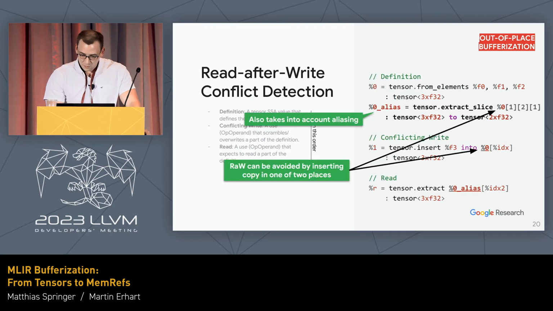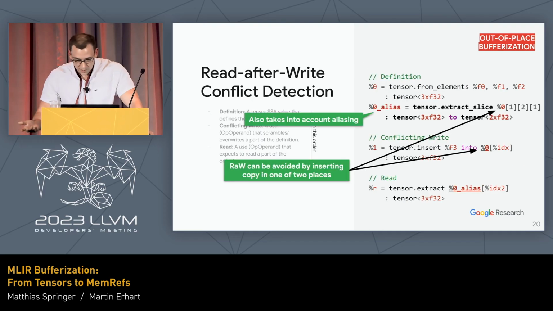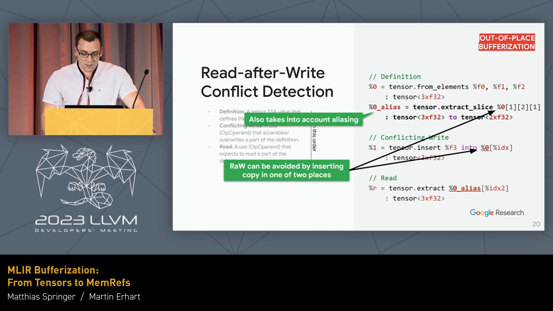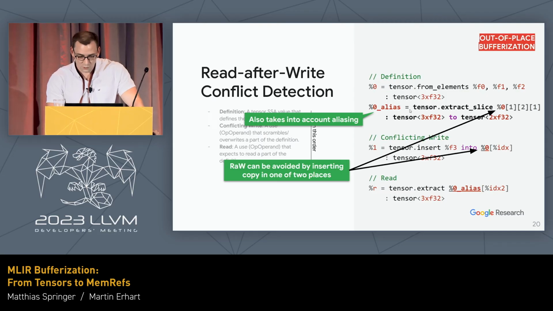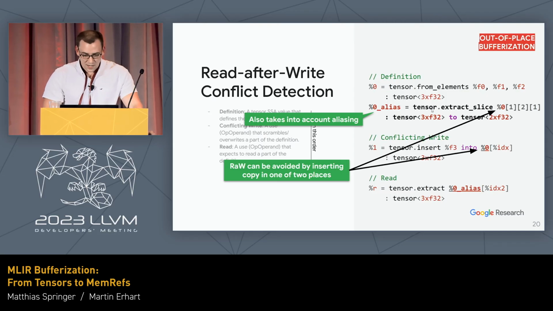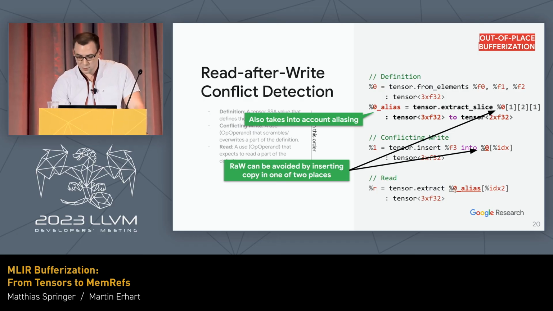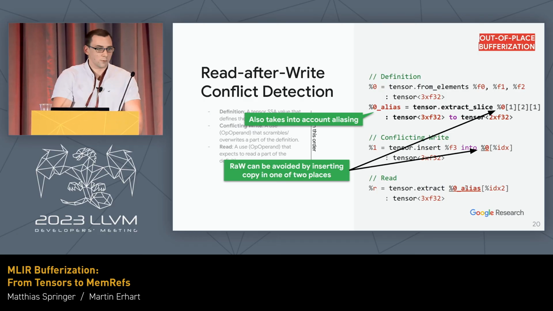And by the way, this also takes into account any kind of aliasing. So extract_slice, for example, creates an alias of %0 here, and this bufferizes to memref.subview. So it doesn't matter if you use %0 directly or if it's an alias of %0. The bufferization takes care of all these cases.